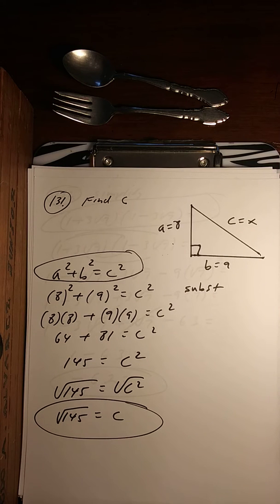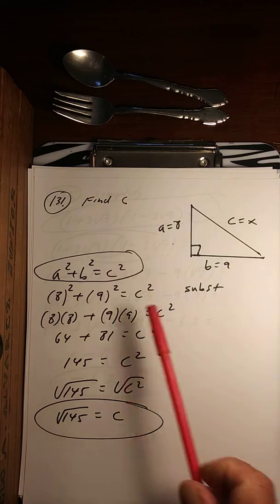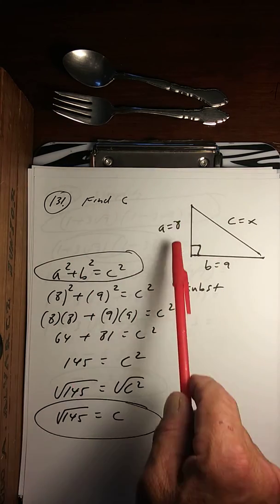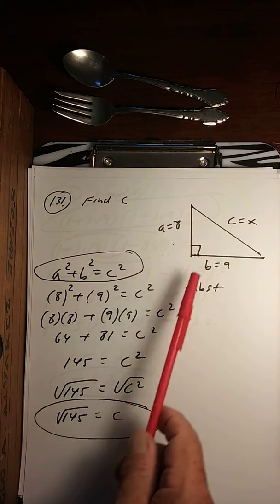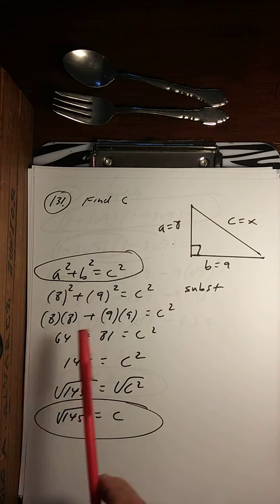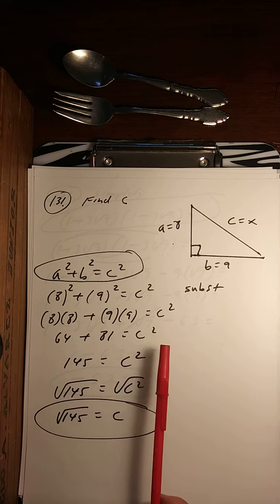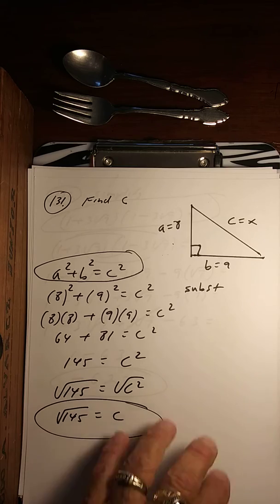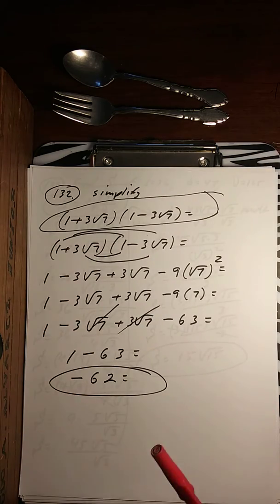Alright, next one. Find letter C. The Pythagorean theorem says that a squared plus b squared equals c squared, where the legs are a and b and c is the hypotenuse. Put the numbers in there: 8 squared plus 9 squared equals c squared. 8 times 8 is 64, plus 81. And the square root of this gives you square root of 145 equals c. That's it, leave it alone. You don't have to do anything else.